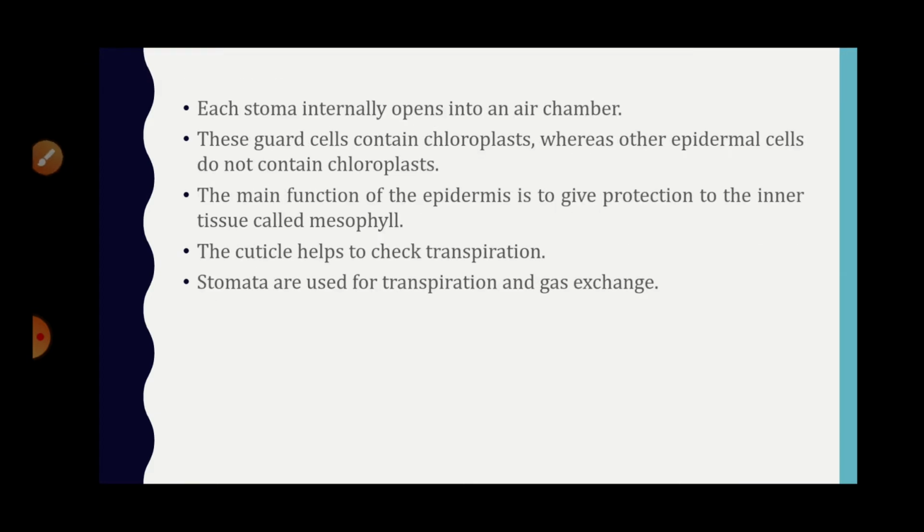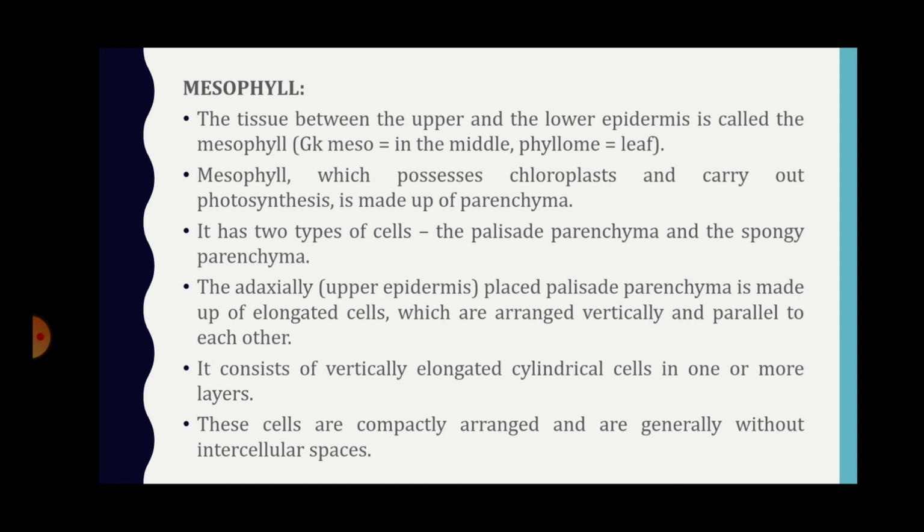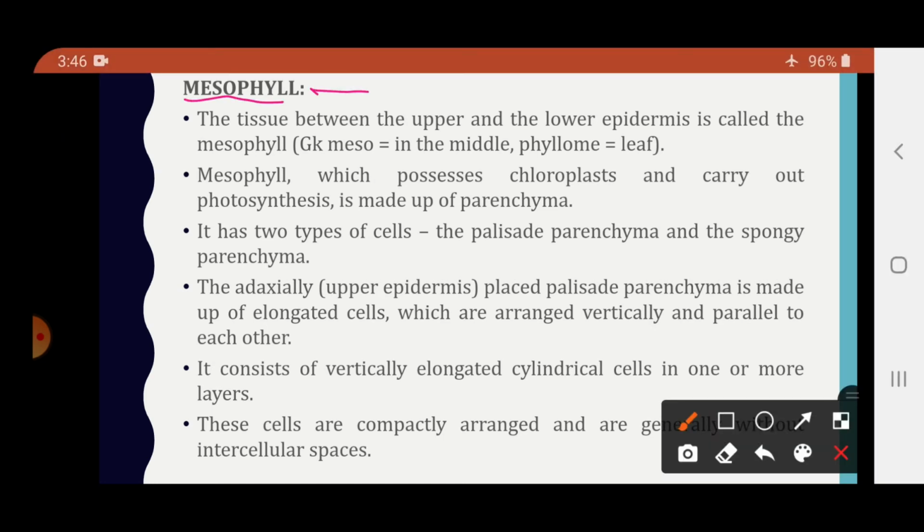Now the next tissue system is the mesophyll. What is mesophyll? The ground tissue system. So the ground tissue system of the leaf is called what? It is called the mesophyll. So what is mesophyll? The tissue between the upper and lower epidermis is known as the mesophyll.